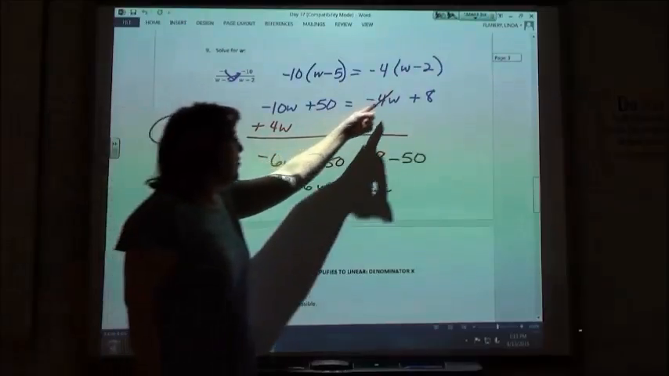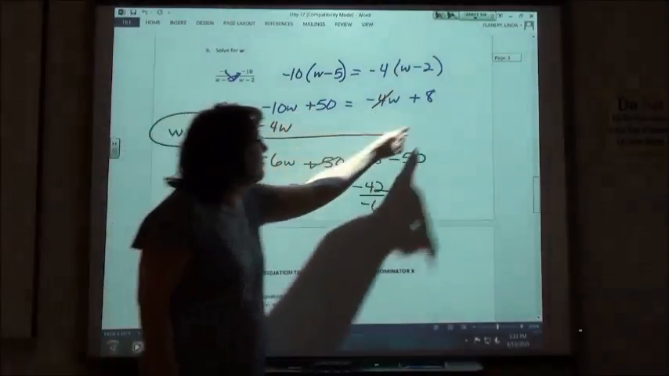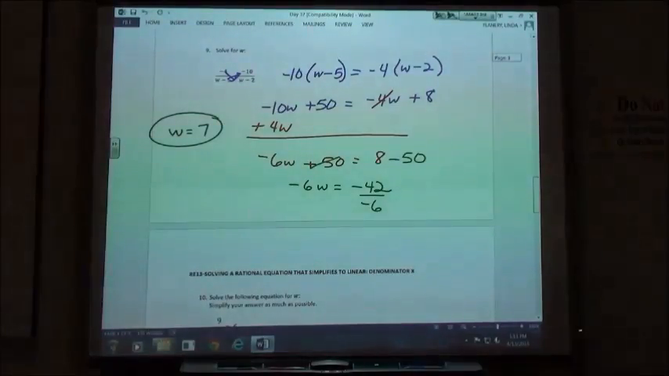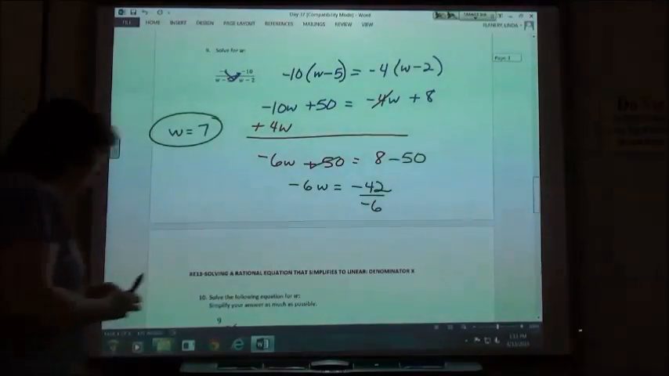And you can, like we did, move the w and the 50 over in the same step, but if you like to do them each one at a time, it works that way too, just a little bit longer. All right.